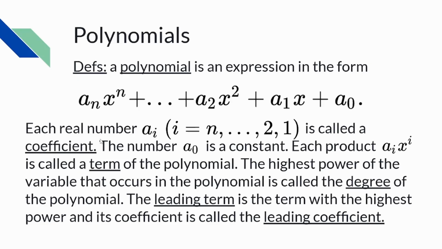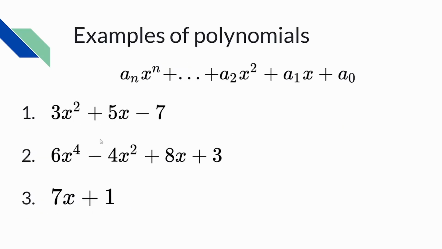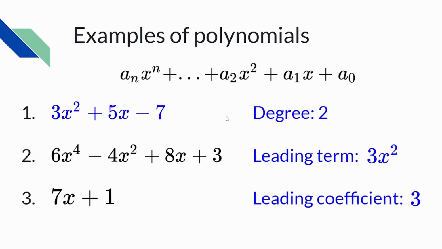All right, let's look at some examples of polynomials. Okay, here I have 3x squared plus 5x minus 7. This is a polynomial of degree 2 with a leading term 3x squared, and it has a leading coefficient of 3. Okay, so this is a pretty simple example. Next, we have 6x to the 4th minus 4x squared plus 8x plus 3. This degree is 4. The leading term is 6x to the 4, and the leading coefficient is 6.